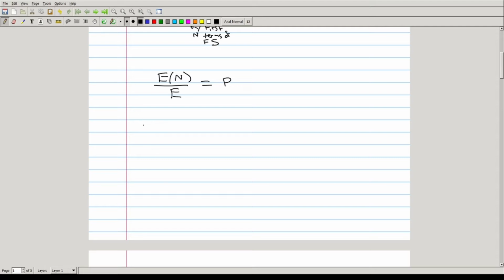So for example, if you want to guarantee that 95% of the actual signal's energy is captured in a given Fourier series expansion, you are going to have to solve for the capital N value such that E of n over E is equal to 0.95, or greater than or equal to 0.95, we'll say.